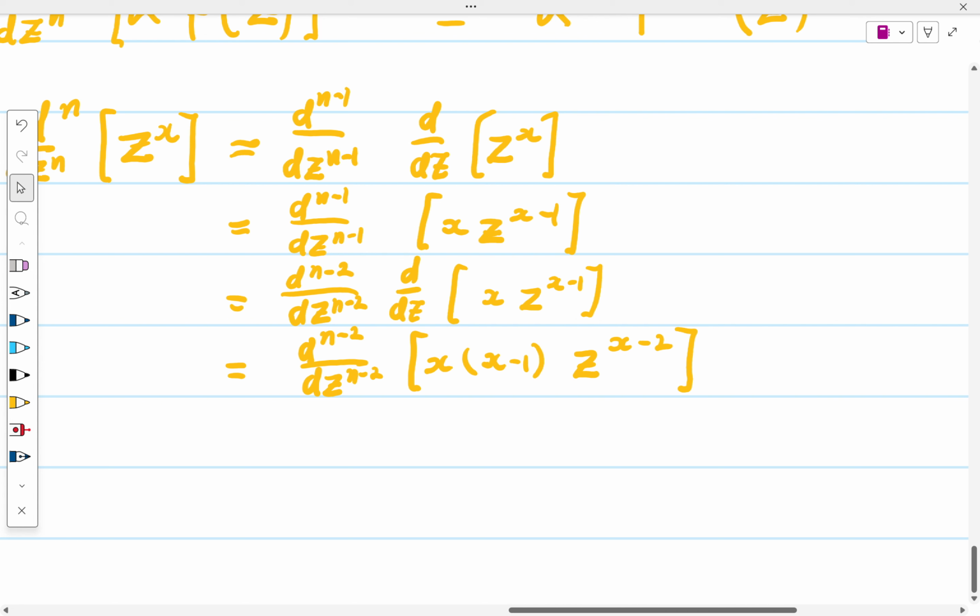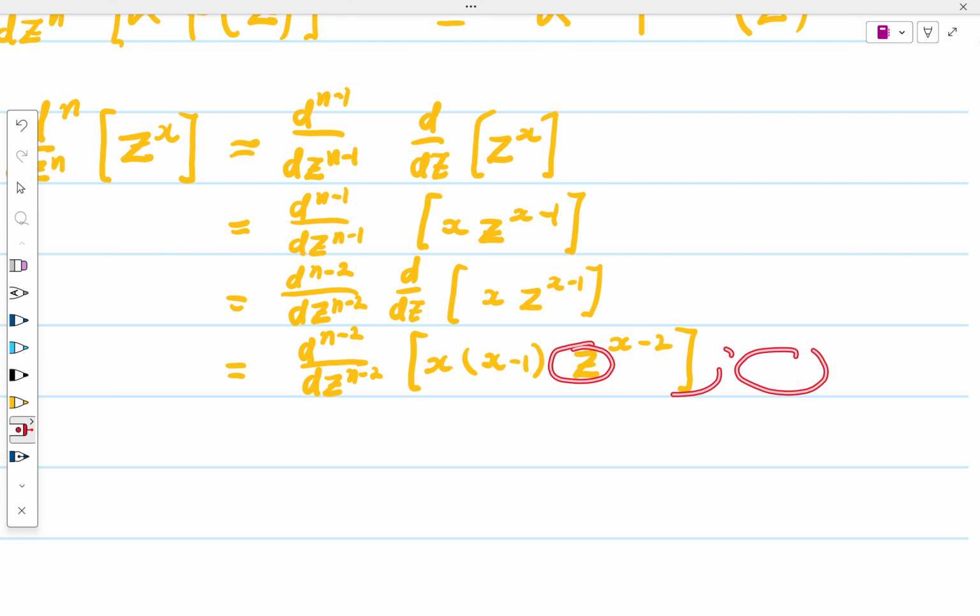Now, we notice a pattern here. First, we brought down an x. Then we brought down an x minus 1. Next, we'll bring down an x minus 2, then an x minus 3, and an x minus 4, and so on and so forth. And we also notice that our power goes from x, then it goes to x minus 1, then it goes to x minus 2. That's at least after 2 derivatives.